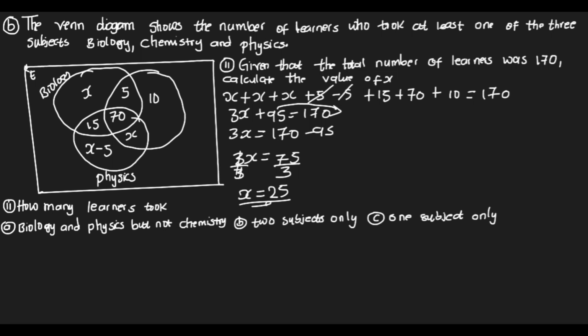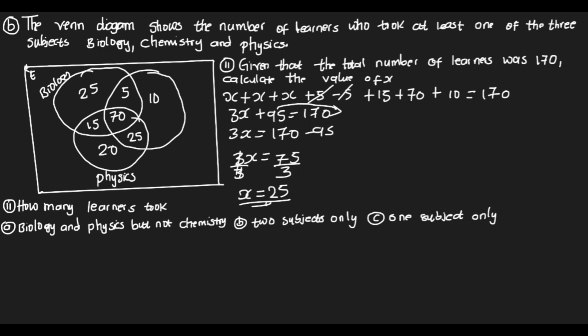So what this means is here we have 25. Then also here we have 25. Then here this is x minus 5, which is 25 minus 5. So this is 20. Okay, now let's move on to question Roman numeral 2.